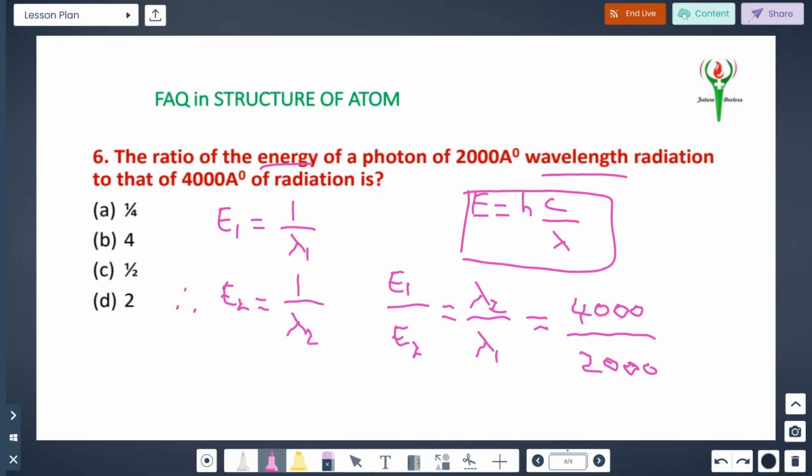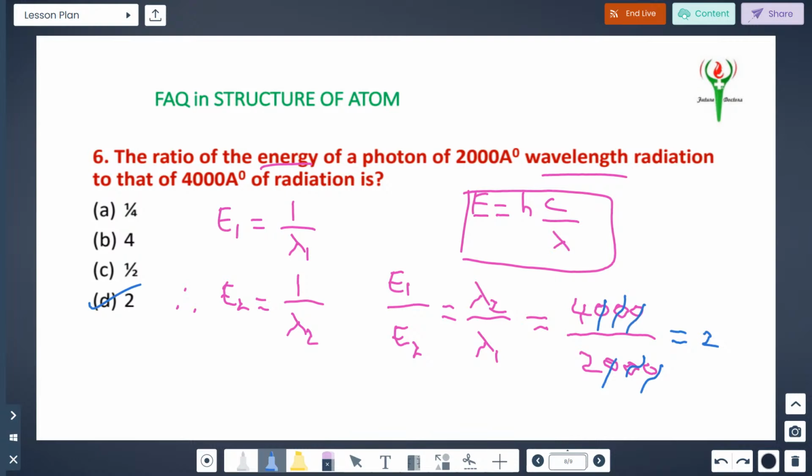Now they are asking only the ratio of their energy. So you know that simply we can say what? Cancel, no? Simply, the answer will be 2. Understood? So here among the 4 options, D is the correct one. Are you following? They are asking to find out only the ratio.